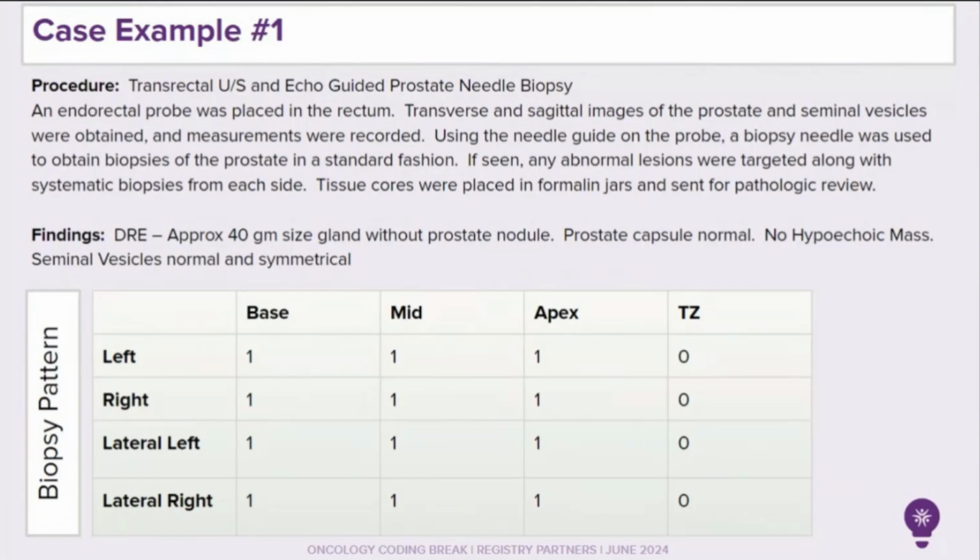A digital rectal exam was also performed at this time, and the prostate measured approximately 40 grams and was without prostate nodule. The prostate capsule was normal. There were no hypoechoic masses, and the seminal vesicles were normal and symmetrical. The biopsy pattern was listed left-right, left lateral, and right lateral, with a core taken from each one of these from the base, the mid, and the apex.